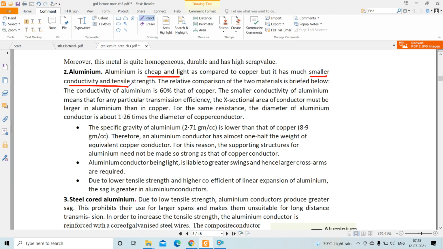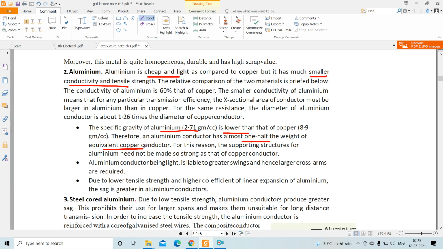The specific gravity of aluminium is 2.71 gram per cc, which is lower than that of copper. Therefore the aluminium conductor has almost one half the weight of an equivalent copper conductor. Whatever the weight of the copper conductor, the aluminium conductor has almost half of it.